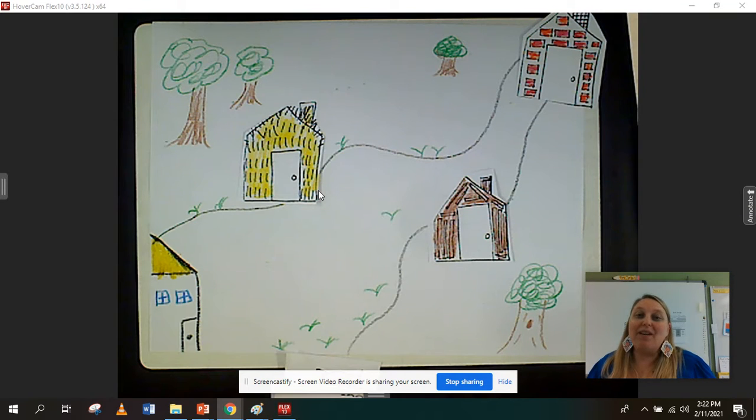Hi, friends. We are back again, and we are working on our writing unit called Writing to Retell. We want to learn to retell our favorite stories, but we want to learn to write them.